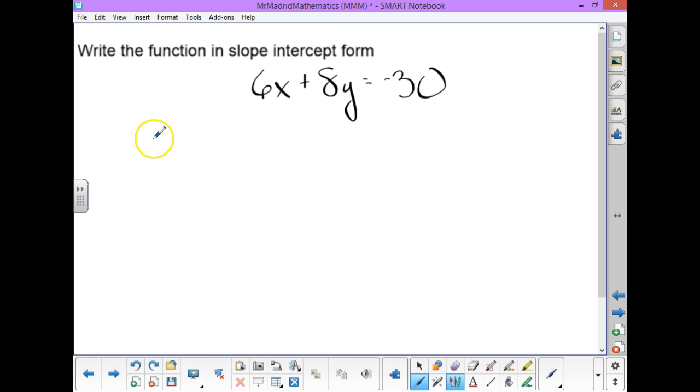Here's the first. Write the function in slope-intercept form. Okay, you guys know this to be y equals mx plus b, right? Slope, y-intercept form. Okay, so that's our end goal. So if you notice, y is isolated, so let's go and try and isolate it here. Okay, we're going to subtract the 6x.